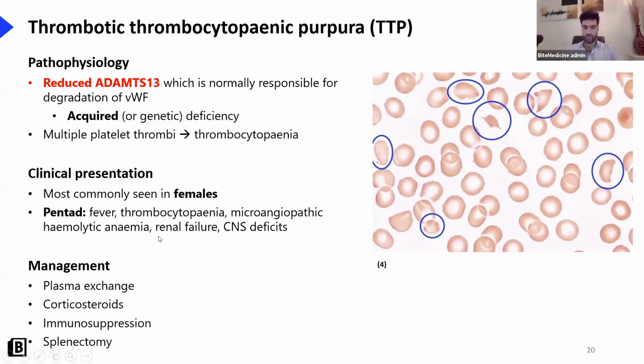So the question is, why do they get renal failure and CNS deficits? Well, because you're forming blood clots in these various organs, and that can lead to renal failure and neurological symptoms. And that's the classic pentad of TTP that you must know.